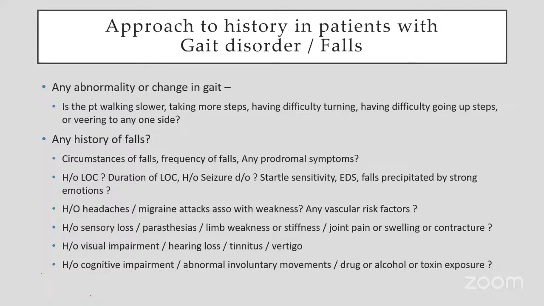We should ask for history of loss of consciousness, the duration, any history of seizure disorder, startle sensitivity, excessive daytime sleepiness, if the falls are precipitated by strong emotions, history of any headache or migraine attacks with weakness, history of any vascular risk factors, history for sensory and motor examination, that is sensory loss, paresthesias, any limb weakness or stiffness, any joint pain, swelling, or any contracture. Is there any visual impairment or hearing loss or tinnitus or vertigo? Is there any history of cognitive impairment or abnormal involuntary movements or any drug, alcohol, or toxin exposure?